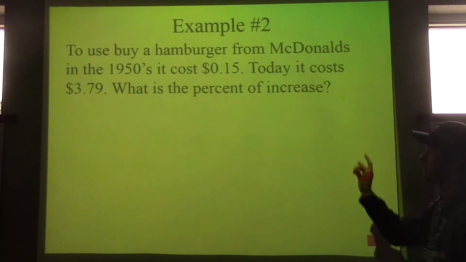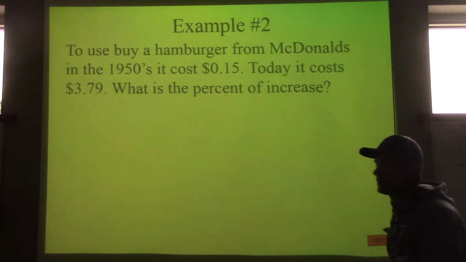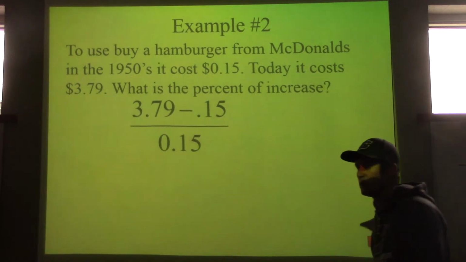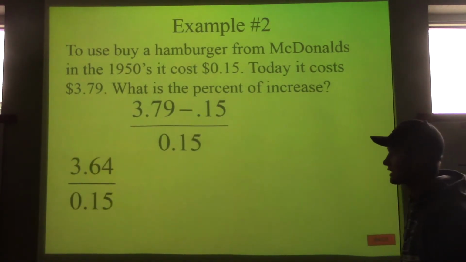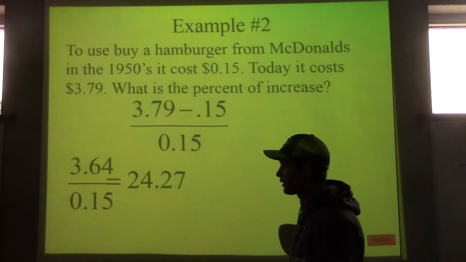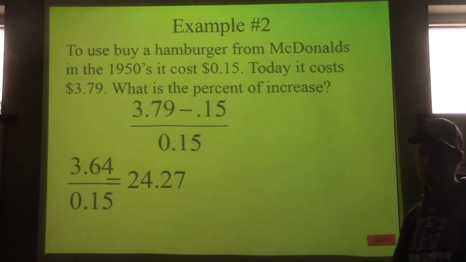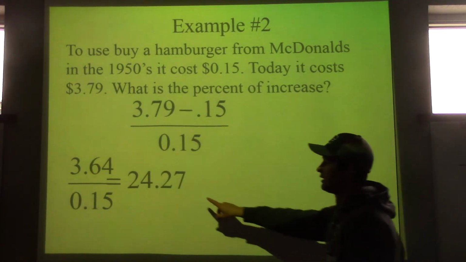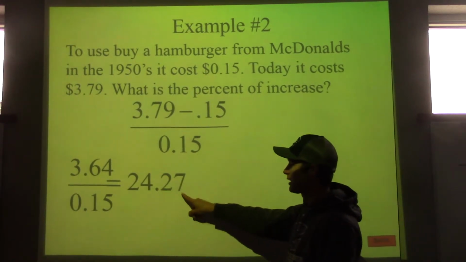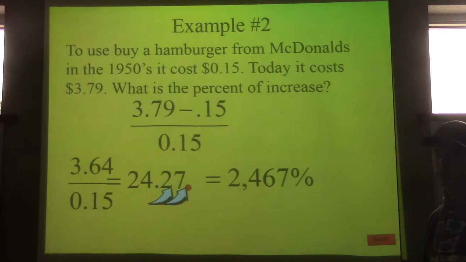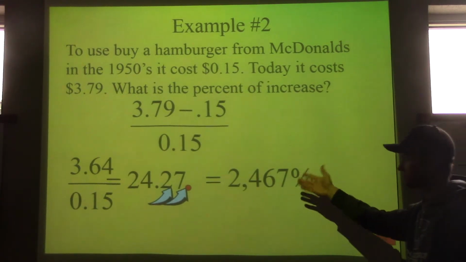So once again, we find the difference. $3.79 minus 15 cents, over the original amount of 15 cents. You subtract that, that's $3.64 divided by 15. You do that, it's about 24.27. It's 24.6 repeating, but we'll round up. So now we move it over 2 places, and so it's gone up 2,467%.